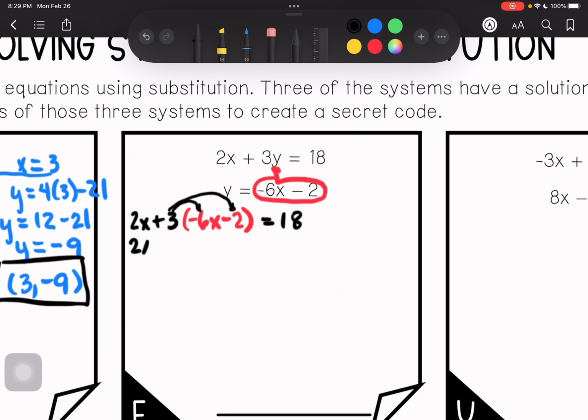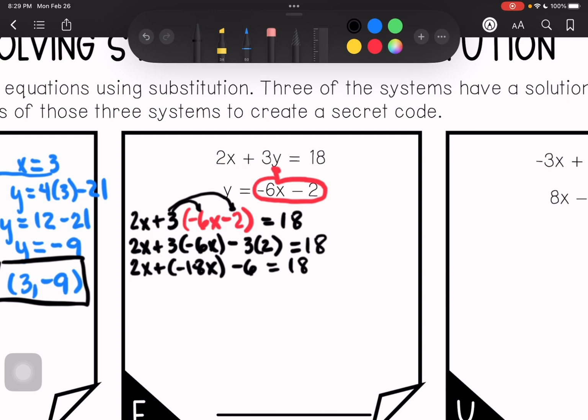Now we have to distribute this 3 to both terms. So it gives me 2x plus 3 times negative 6x minus 3 times 2 equals 18. So when I simplify, they give me 2x plus a negative 18x minus 6 equals 18. Combine like terms. A positive and a negative, you subtract, and take the sign of the larger absolute value, so that's negative 16x minus 6 equals 18.